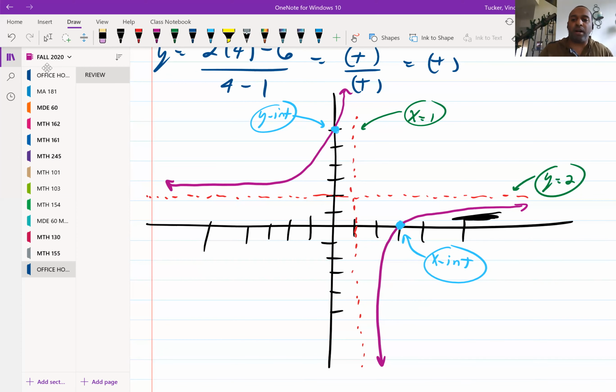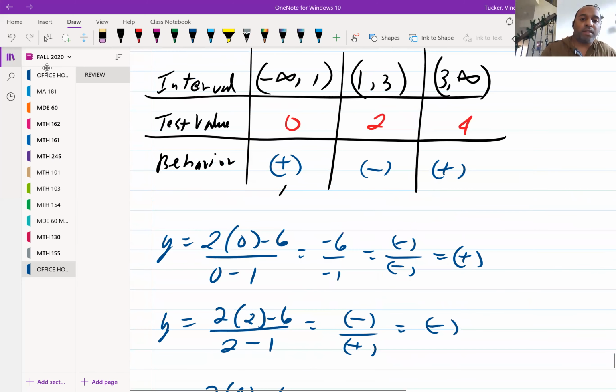So being positive and negative lets you know if your graph is above the x-axis versus below the x-axis. Positive means above x-axis. Negative means below x-axis.